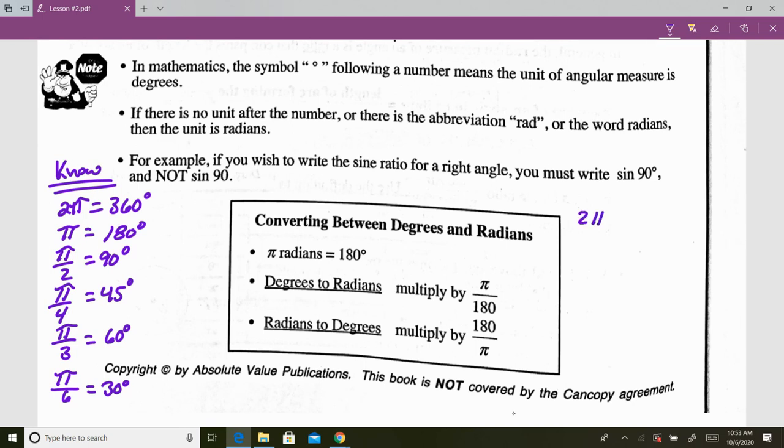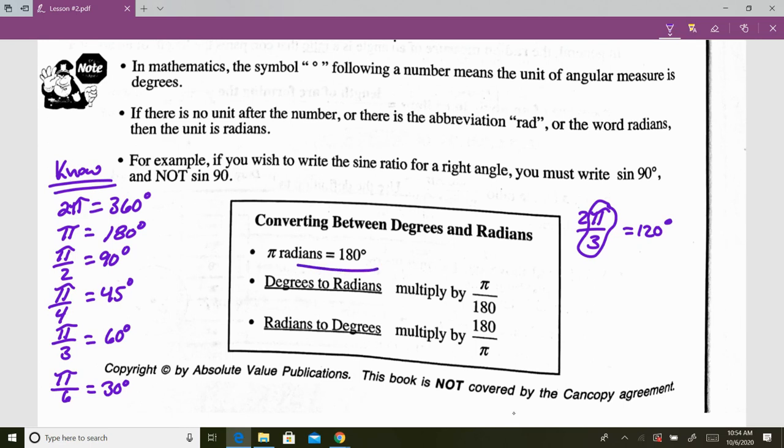What if I said this? 2 pi over 3. That's 120, because what's pi over 3? 60. I have 2 of them. Therefore, I have 120. Is that okay?